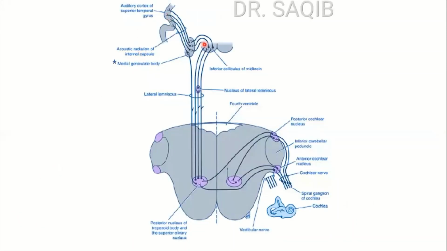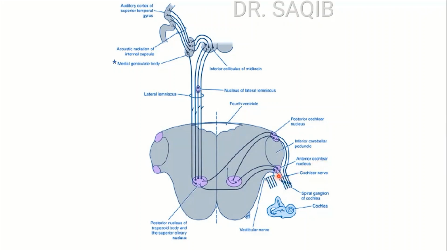Here you could see the whole description. This is the spiral ganglion of the cochlea. This is the cochlear nerve, and here it is going to the cochlear nuclei.